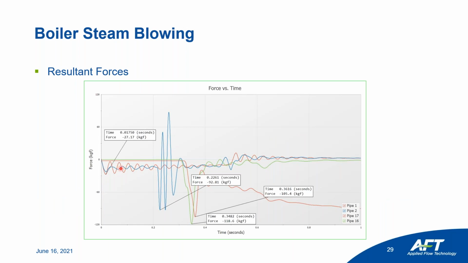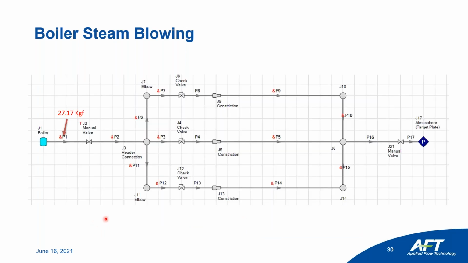Here are the resultant forces. We can see how they change in time for pipe 1, pipe 2, pipe 17, and pipe 16. The maximum force for pipe 1 is 21.17, pipe 2 is 92.81, and for pipe 17, the one that discharges to atmosphere, it is 105 kilogram forces. For pipe 16, the pipe before pipe 17, it is 118. So now we see the system and the loads in pipe 1, pipe 2, pipe 16, and pipe 17, and now we can design the supports to handle these loads.